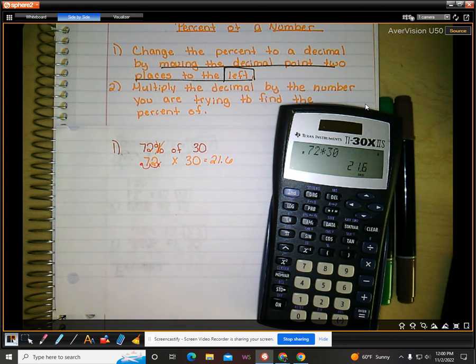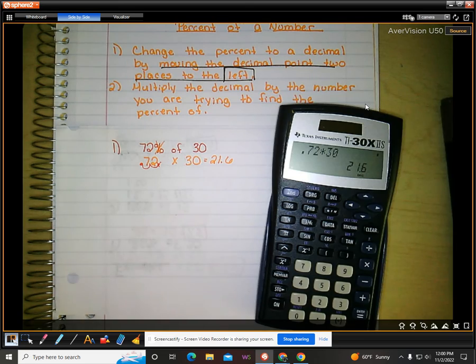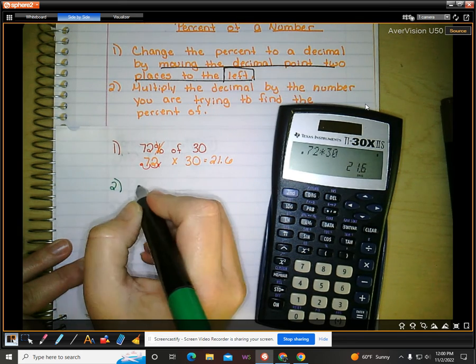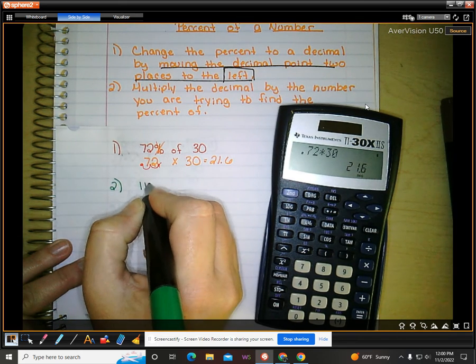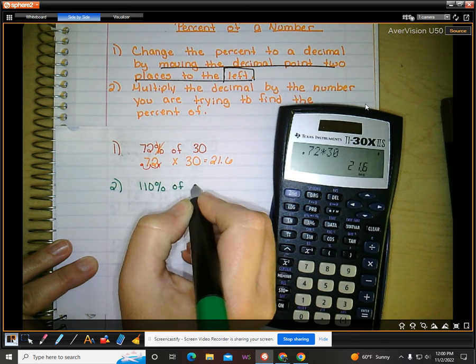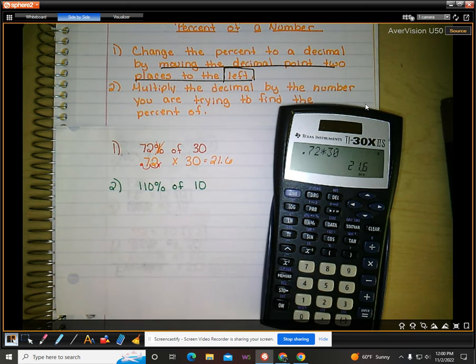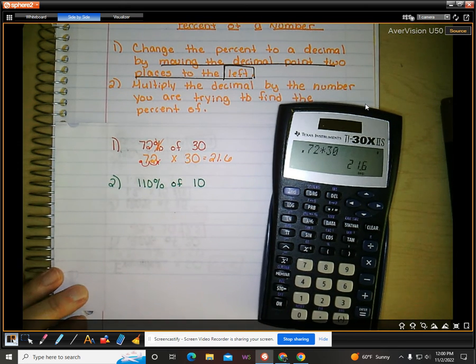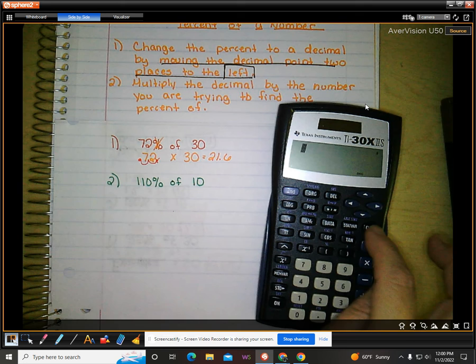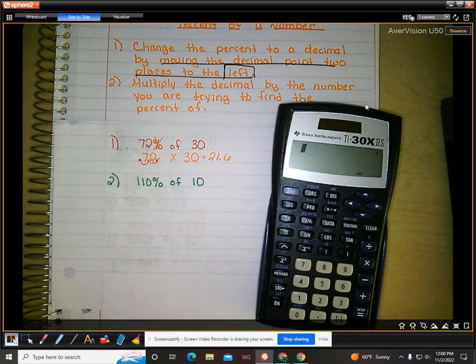Okay, questions on that one? All right, we're going to switch it up and look more at like a IXL assignment. So let's say you got 110% of the 10 points. Should my answer be more or less than 10? If you scored 110% on a 10-point assignment, should my answer be greater than 10 or less than 10?